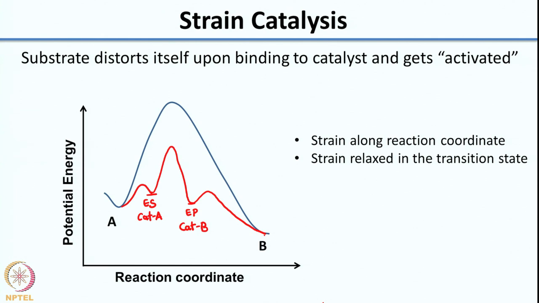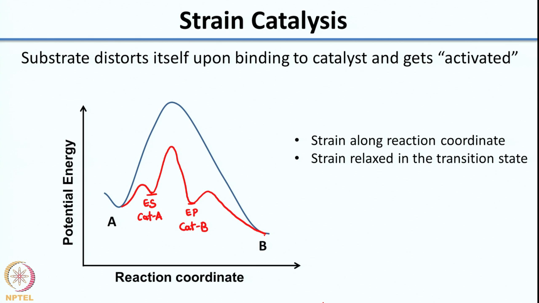So what you see here is you have the enzyme substrate, or the catalyst reactant, being more strained at a higher energy, but you have the transition state at a lower energy. So you have a net stabilization. That's what I have written here, saying that the substrate distorts itself upon binding to the catalyst and gets activated.